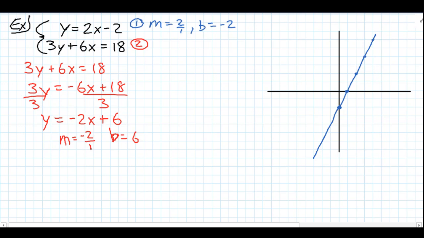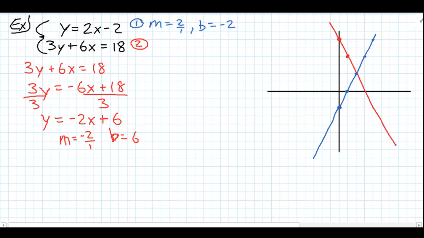So I'm going to go over here and graph my y-intercept, which is 6. 1, 2, 3, 4, 5, 6. Count that out. And it has a slope of -2 over 1, meaning I go down 2 and to the right 1. And I'm going to go ahead and draw my line right here. Hopefully I can get it to be at the right spots. Kind of fell off at the end there.